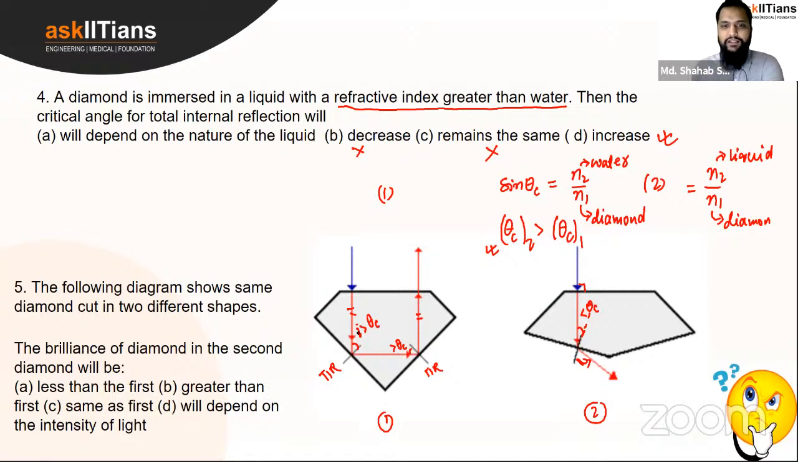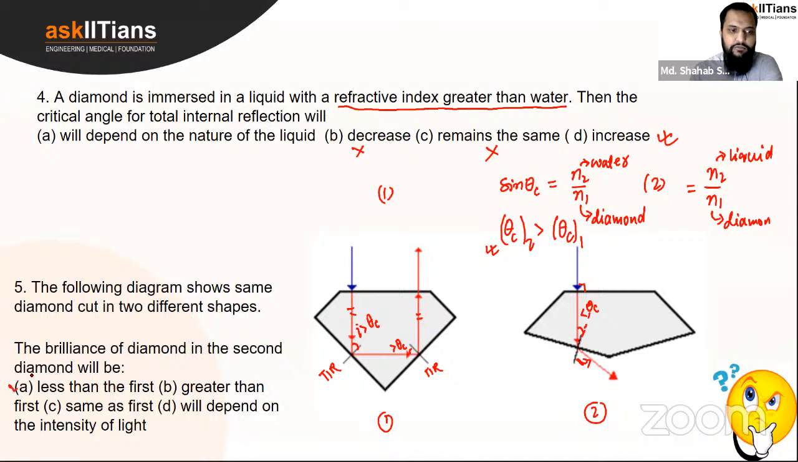So light will be trapped for a longer time in this diamond, not in this diamond. So if we talk about the sparkling quality, the brilliance of the diamond in the second diamond will be less. Why? Because the light is not trapped, no multiple internal reflection here. But here you have 2 multiple internal reflections. So we can say the brilliance of the diamond in the second diamond will be less than the first.